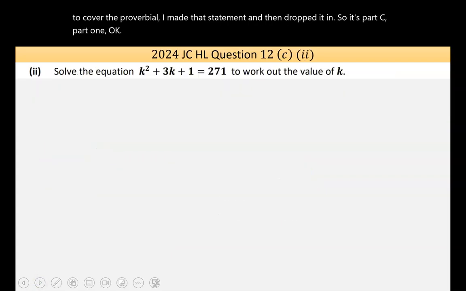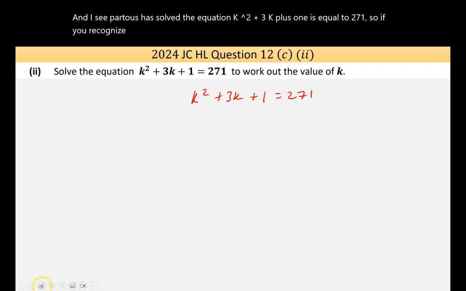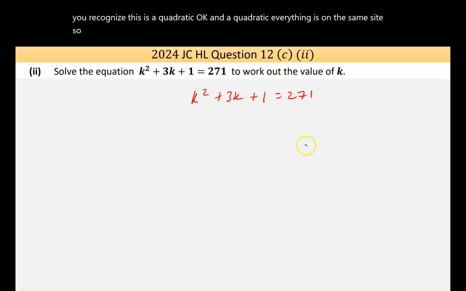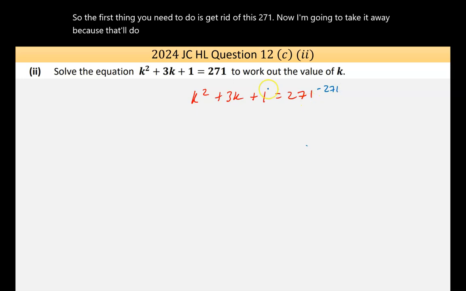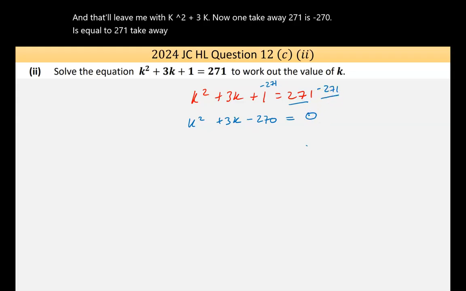Okay, now C part 2 says solve the equation k squared plus 3k plus 1 is equal to 271. If you recognize this, this is a quadratic, and for a quadratic, everything is on the same side. So the first thing to do is get rid of this 271. I'm going to take it away, because if I do it to one side, I have to do it to the other. That leaves me with k squared plus 3k, and 1 take away 271 is minus 270, is equal to 271 take away 271, which leaves you with nothing.